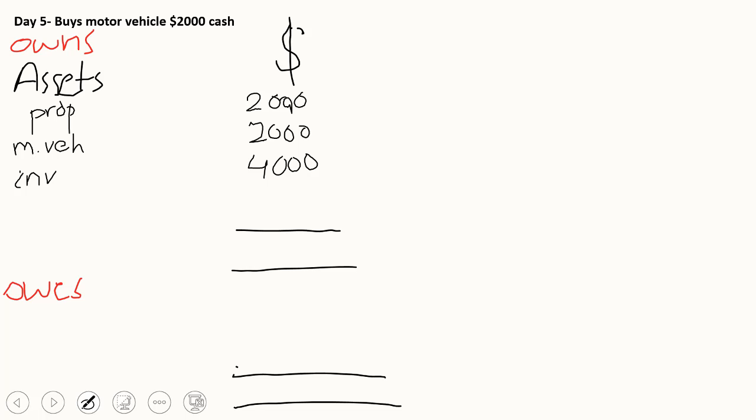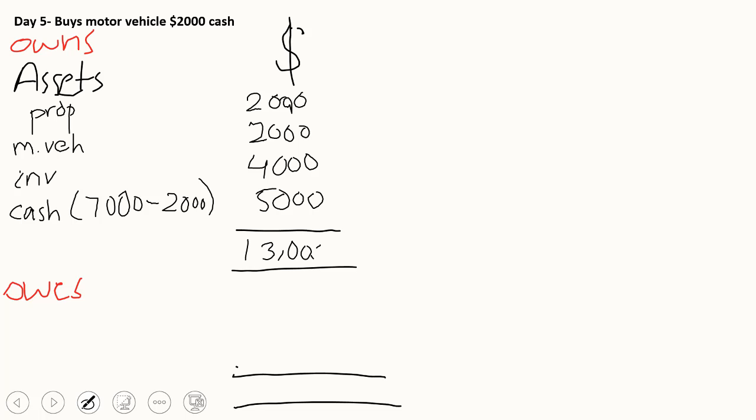Okay, but cash was 7,000, out of which 2,000 is now used to buy motor vehicles. So cash has gone down by 2,000, which makes it 5,000. A total of 13,000 on this side. This is what business owns.